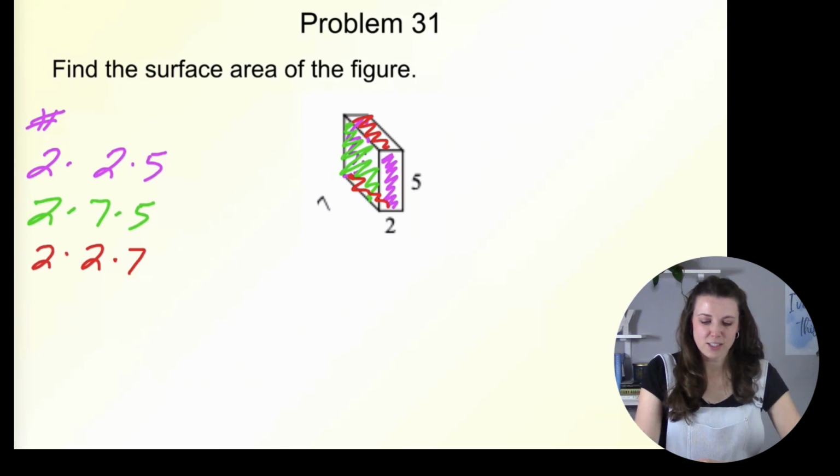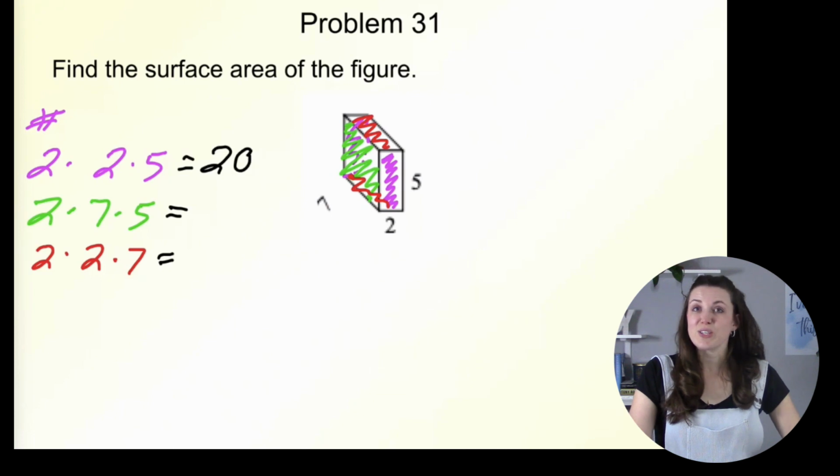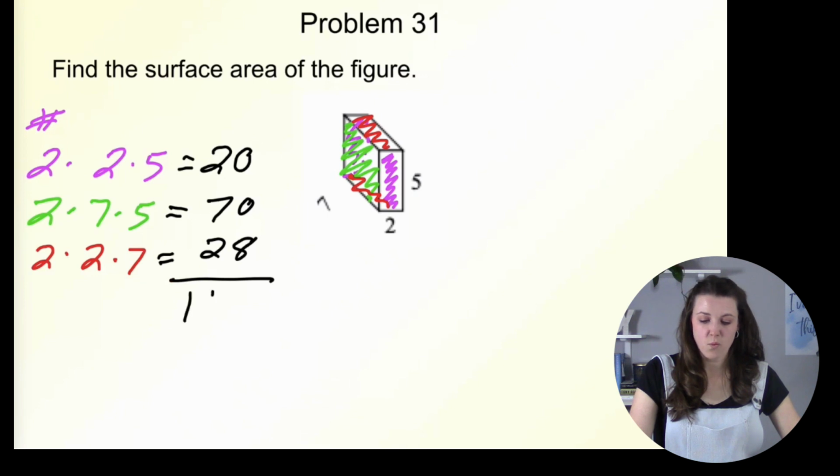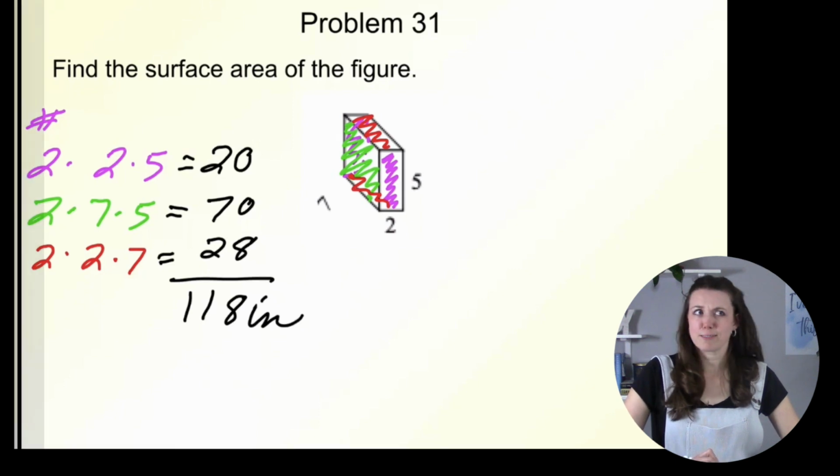So now I just multiply and then add them all together. So 2 times 2 times 5 is just going to be 20. 2 times 7 times 5 is 70. And 2 times 2 times 7 is 28. And now I just add all those numbers together and I get 118, we'll call that inches. It's just a small box.